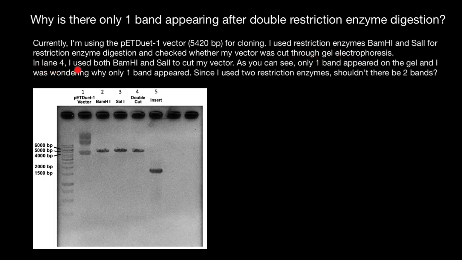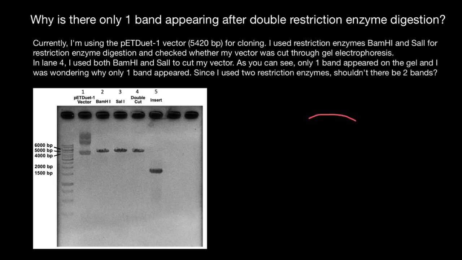In lane 4, I used both BamHI and SalI to cut my vector. As you can see, only one band appeared on the gel, and I was wondering why one band appeared. Since I used two restriction enzymes, shouldn't there be two bands? So here's lane 4 and we see only one band.